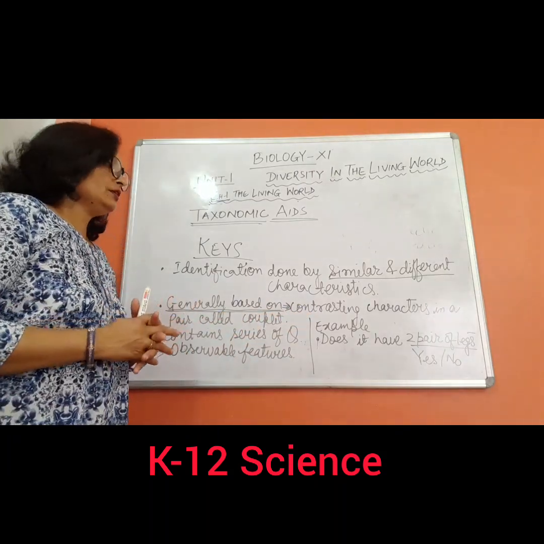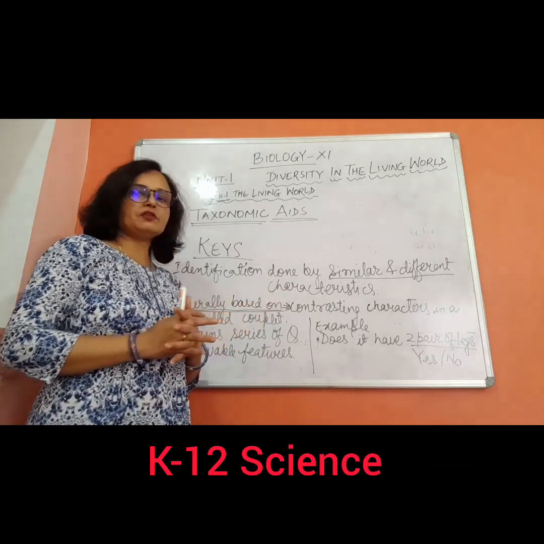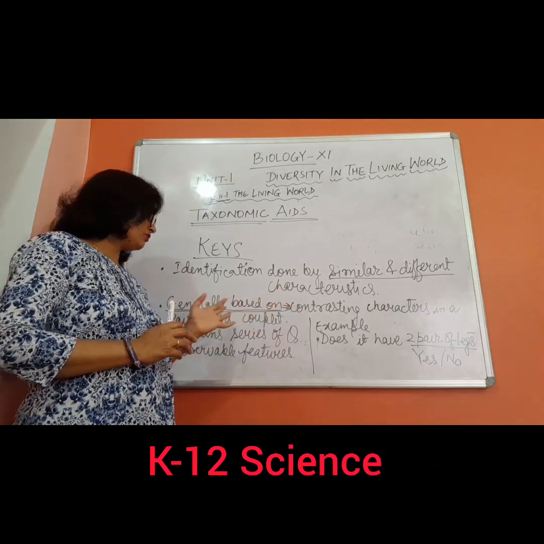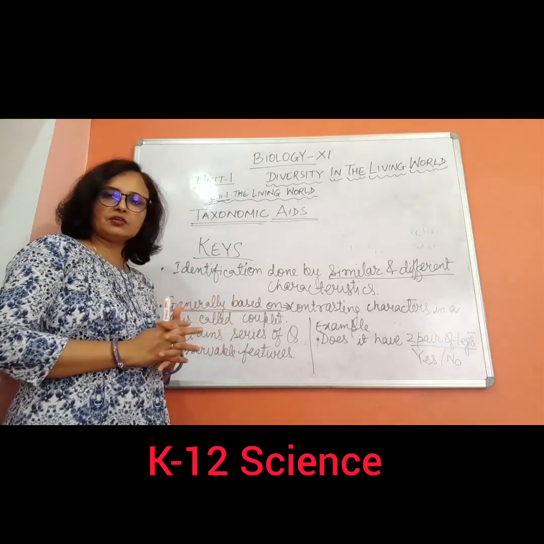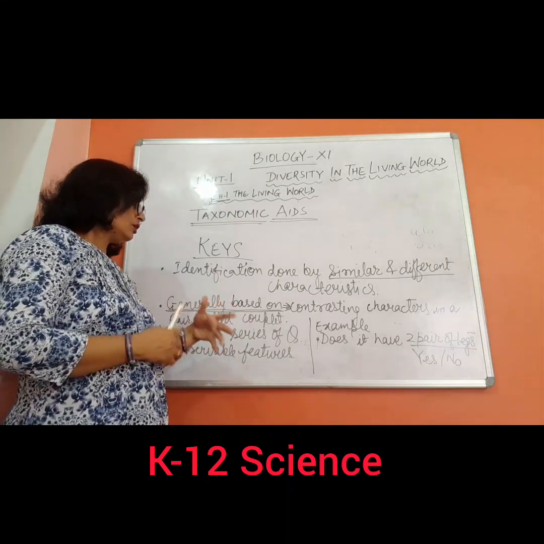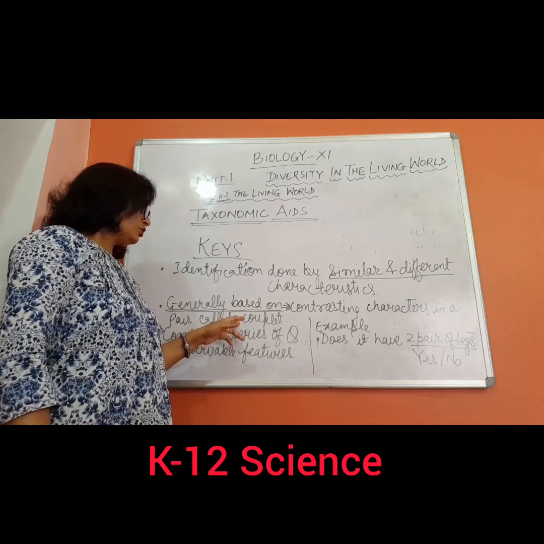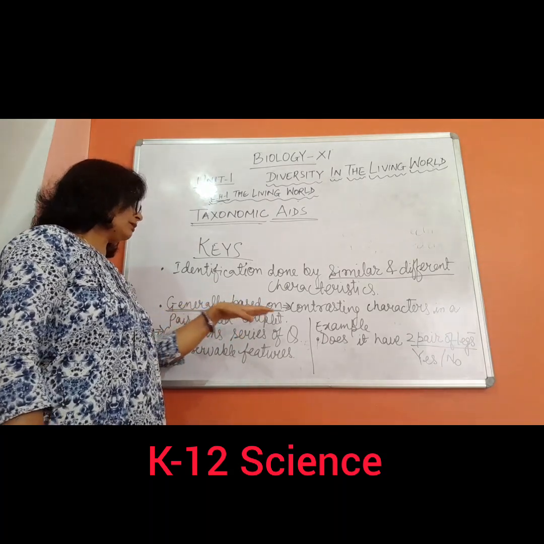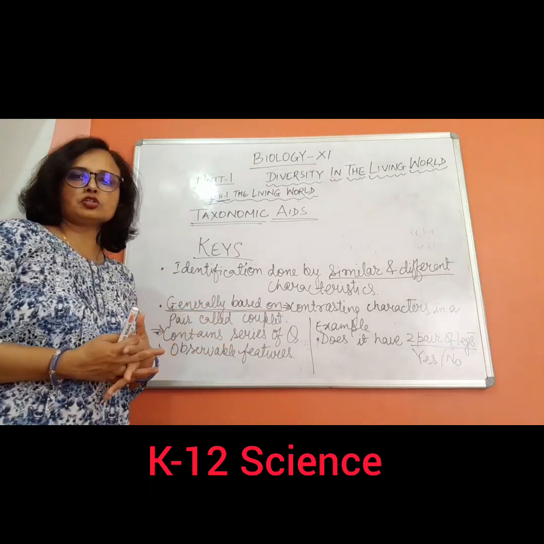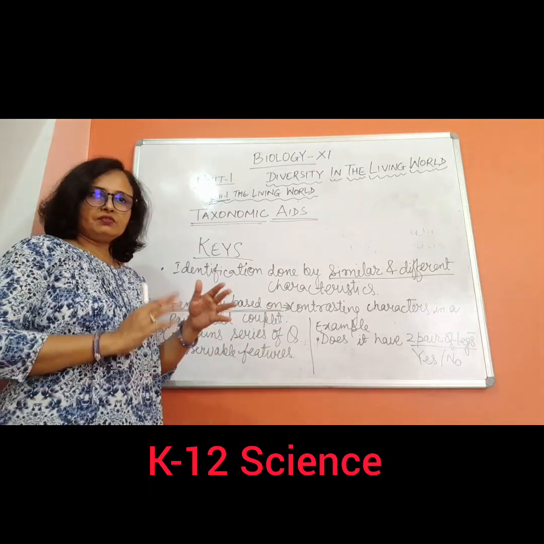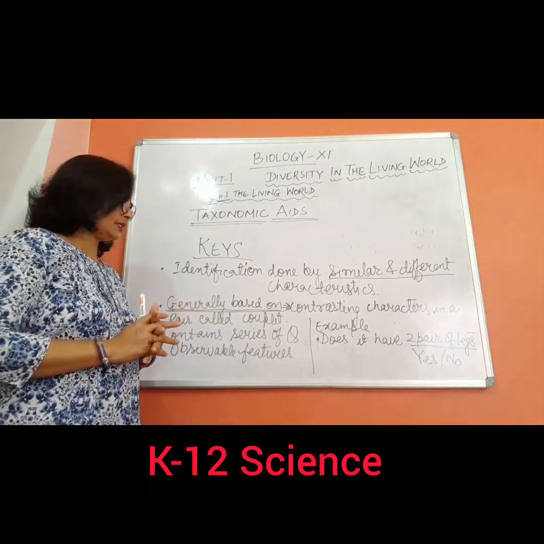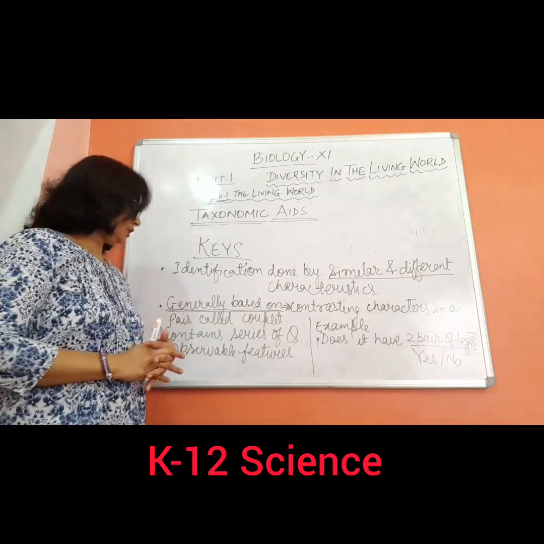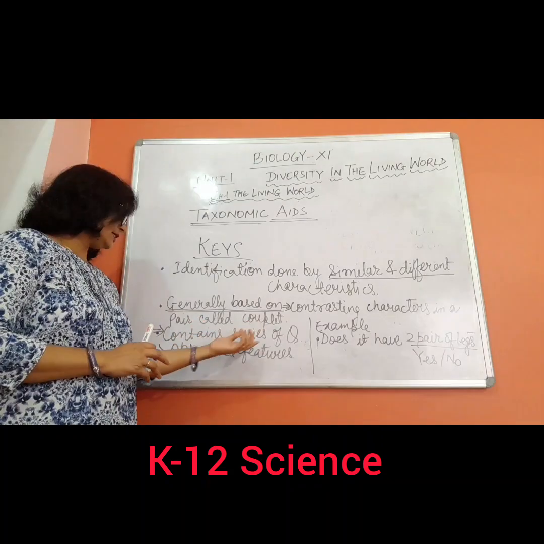Suppose two kinds of insects are there. The contrasting characteristics, whether two pairs of legs are found or three pairs of legs are found, or how many legs are found. So contrasting characters in a pair are called couplets. So it is a pair of questions, lots of questions, in which the contrasting character is there, and such questions are called couplets. Okay, then it contains a series of questions.